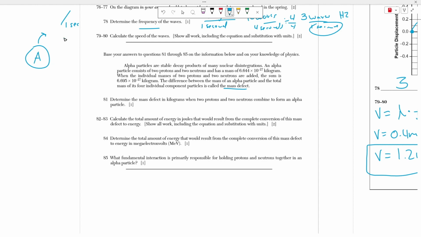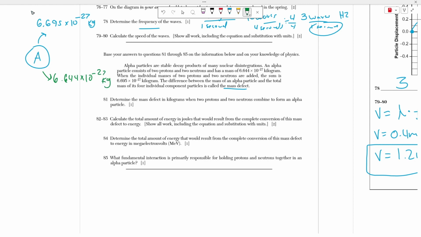Or rather, let's think about it this way, guys. The alpha particle is made of 2 protons and 2 neutrons, meaning that if you add up the weight of those 2 protons and 2 neutrons, an alpha particle should weigh 6.695 times 10 to the power of negative 27 kilograms. In reality, as this alpha particle is released, it has an actual weight of 6.644 times 10 to the power of negative 27 kilograms.